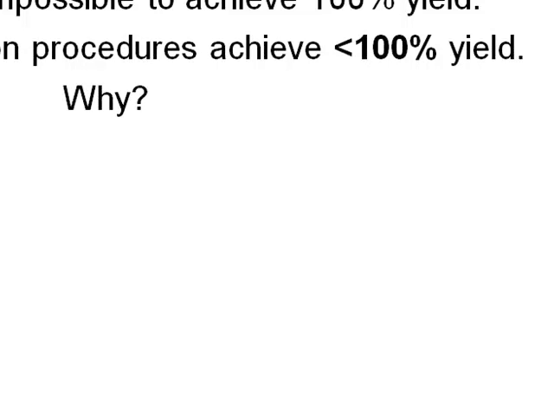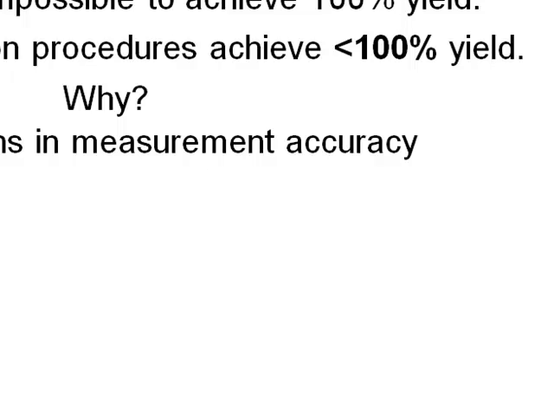Now, percent yield implications. It is nearly impossible to achieve 100%. Nearly impossible. However, correct procedures will almost always achieve less than 100% yield. If you do everything right, you get less than 100%. That's good. Why is that? First of all, there are limitations in measurement accuracy. So we're limited by the measurements we're making, the accuracy of those measurements, and the equipment we're using.